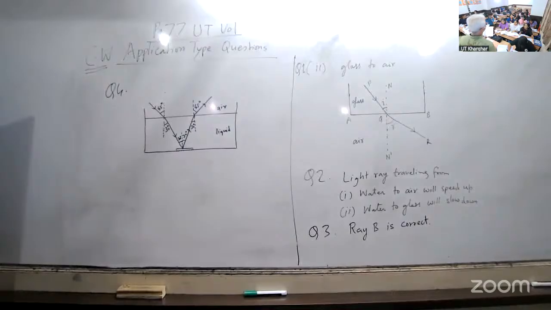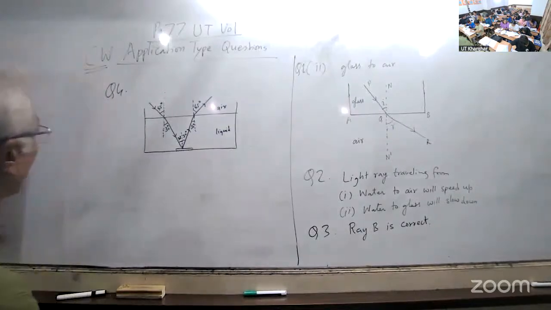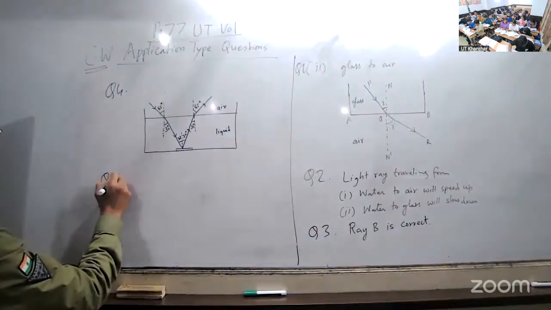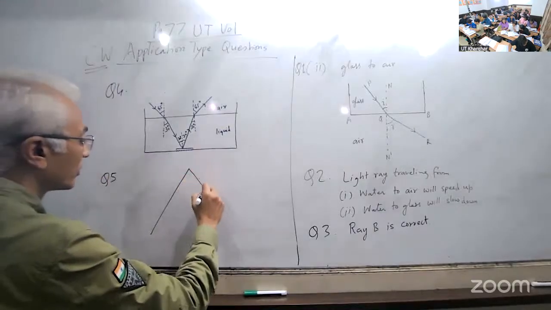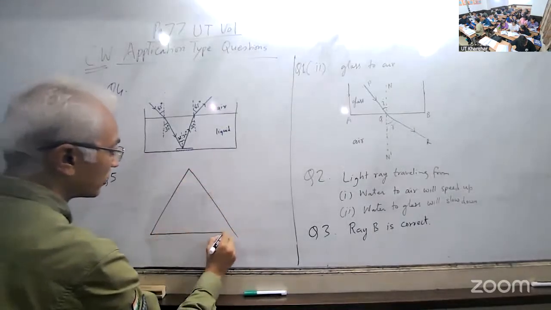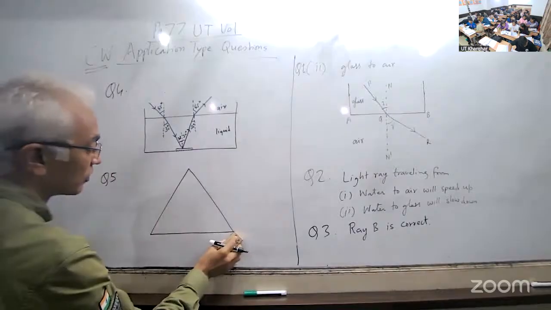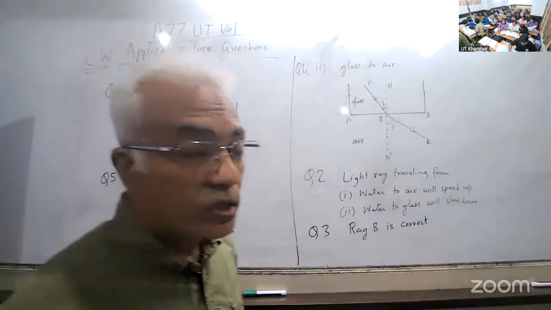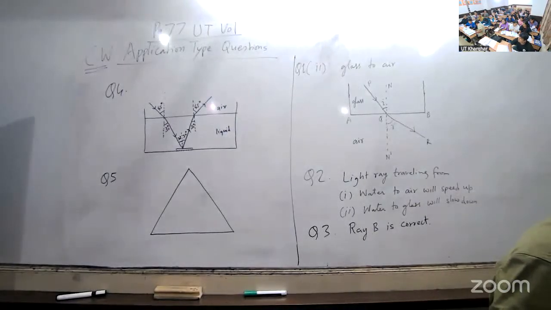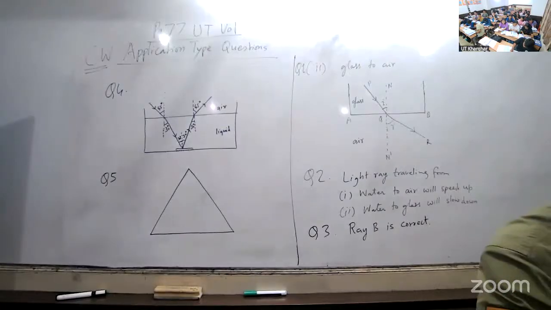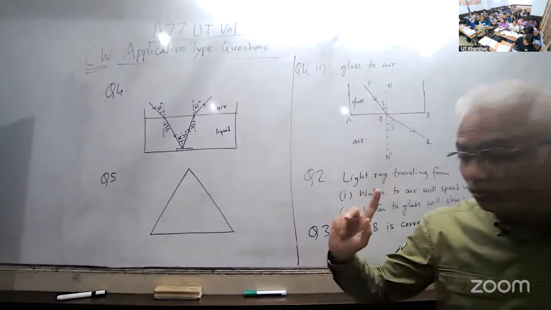Question 5. Everyone, draw the diagram. So what happens to the incident ray at minimum deviation? Refracted ray is parallel to the base. Same diagram.